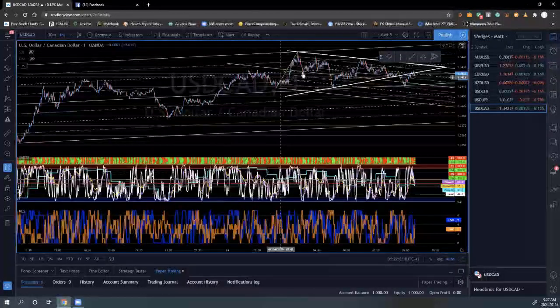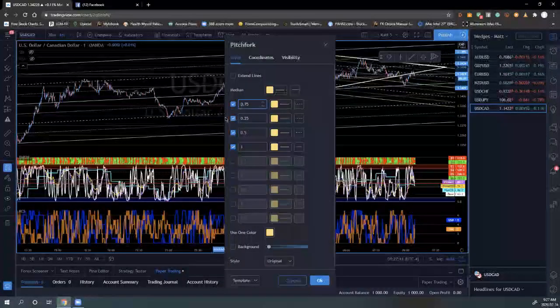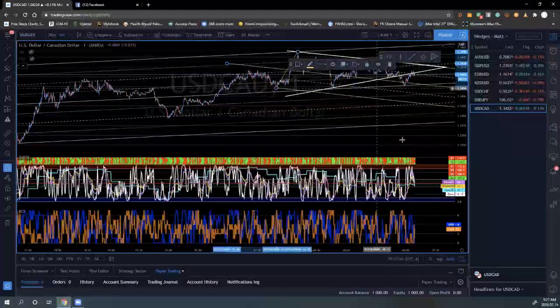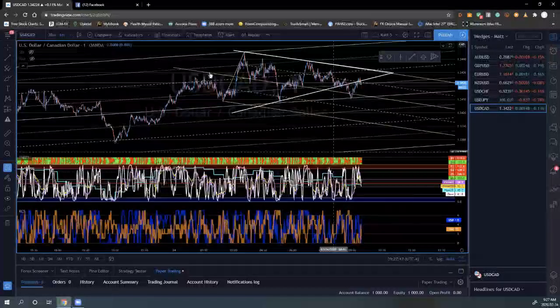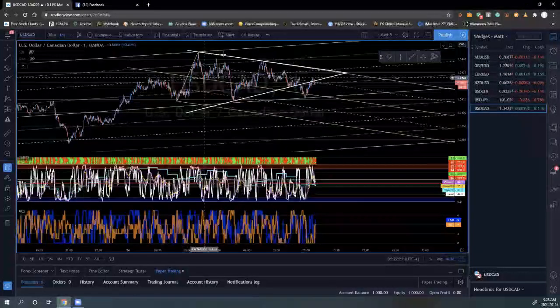So there's a couple of settings you can use for those lines. Your basic pitchfork is going to be 1 and 0.5, and you're going to have a median line. So this is 1, this is your median, and this is 0.5. That's 50% of here to there and 50% of here to there.